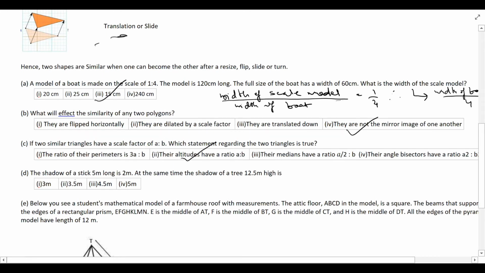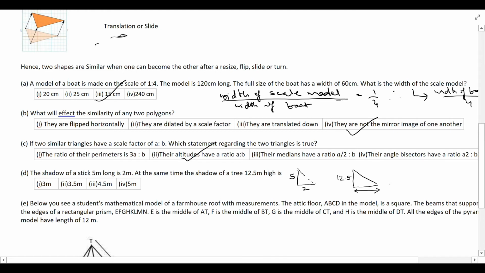D part. The shadow of a stick 5 meter long is 2 meters. At the same time, the shadow of a tree is 12.5 meters high. Then, okay, so here we know that if this is a stick, then the sun is falling, say, from here. So stick is 5 meter long and the shadow is 2. Similarly, now there's a tree which is 12.5 meter high. We need to find the shadow.